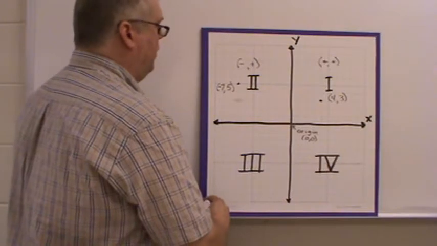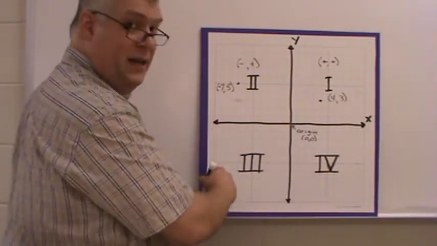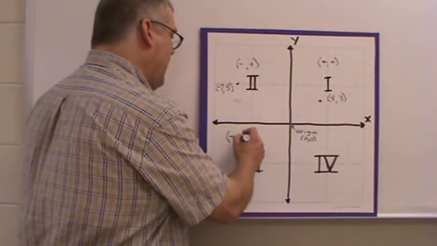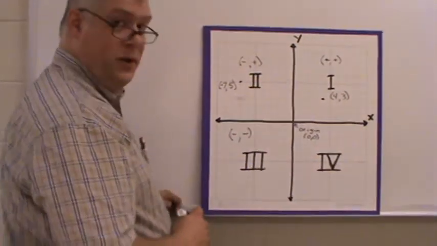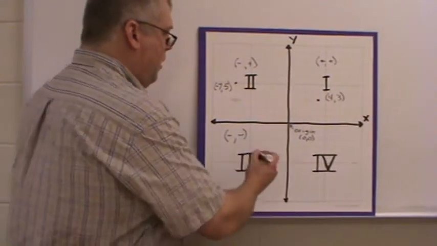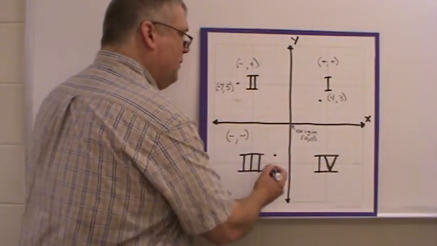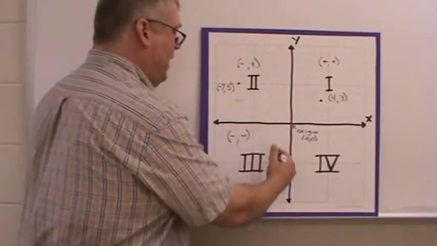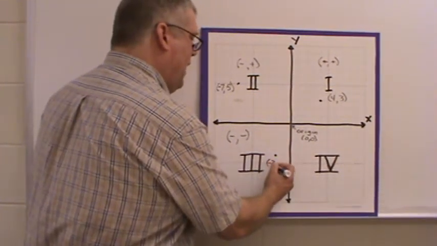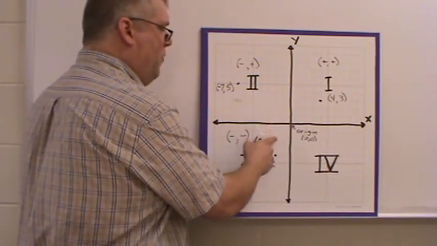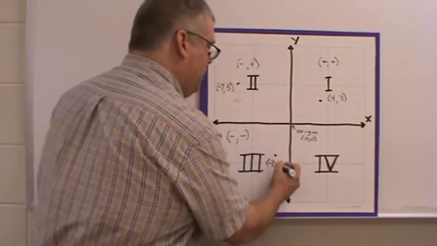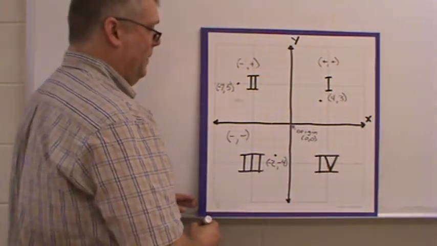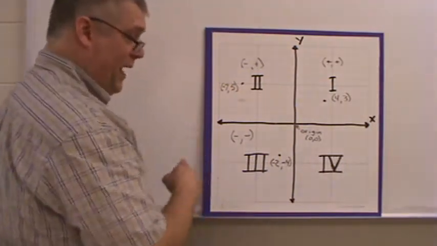Down in the third quadrant, the x values are going to be negative, but so are the y values. So both the x and y are negative in the third quadrant. To find the coordinate of this point, I would count to the left 1, 2, which is going to give us a negative 2 for our x value, and then down 1, 2, 3, 4 to give us a negative 4 for our y value. That's the coordinate of that point.